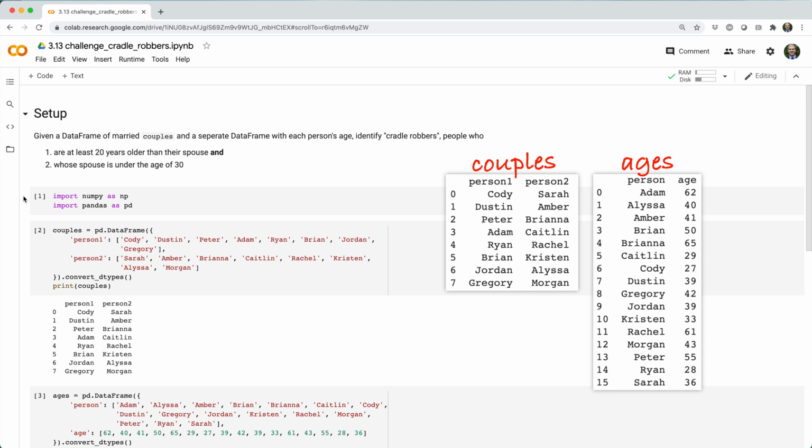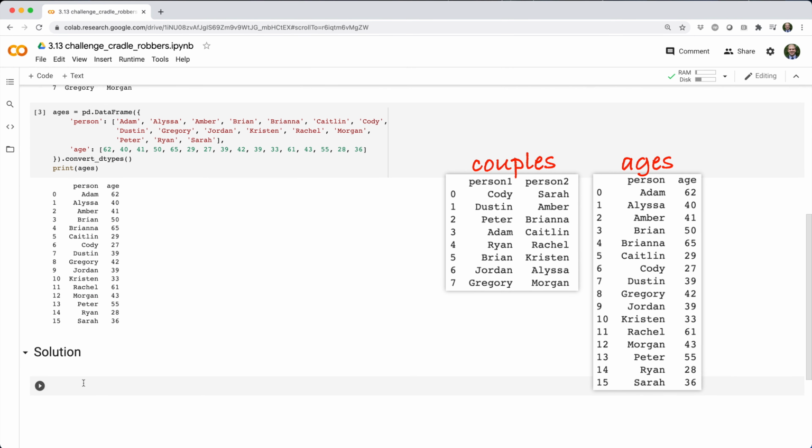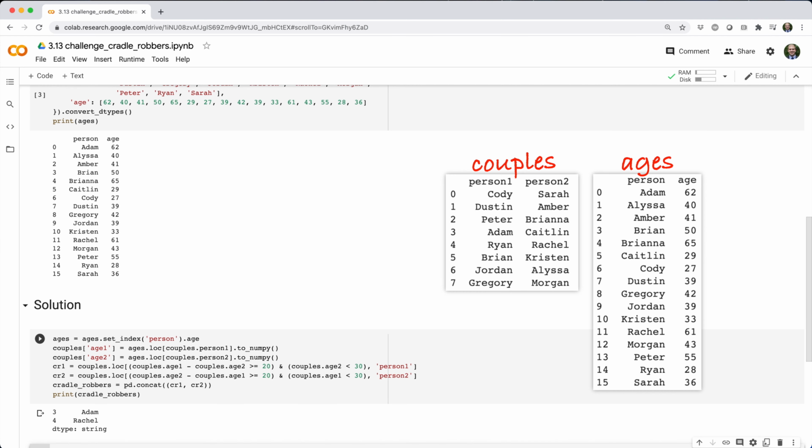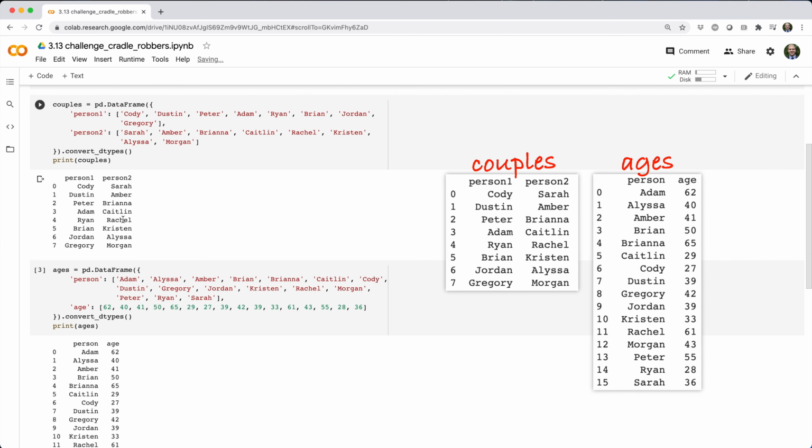Given a data frame of married couples and a separate data frame with each person's age, identify cradle robbers, people who are at least 20 years older than their spouse and whose spouse is under the age of 30. Here's the solution I came up with. Let's break it down.